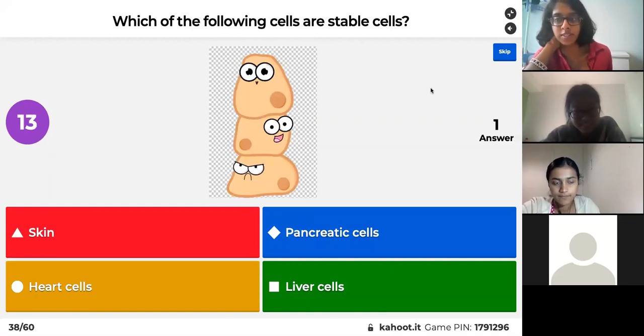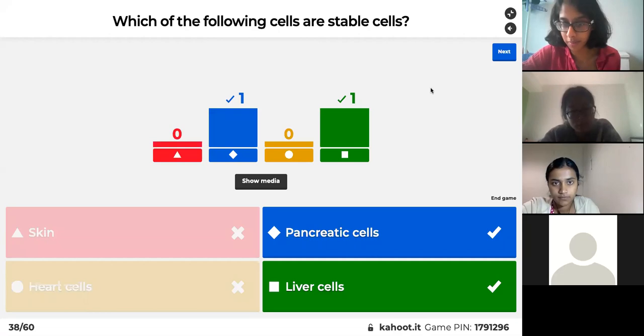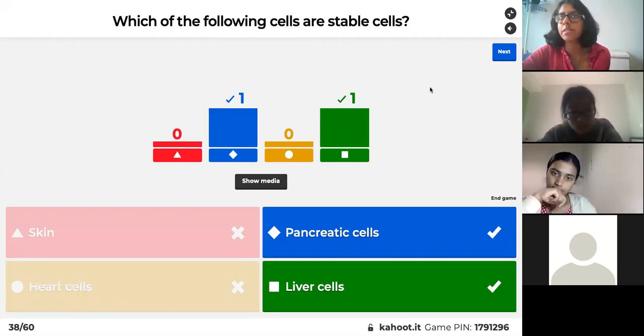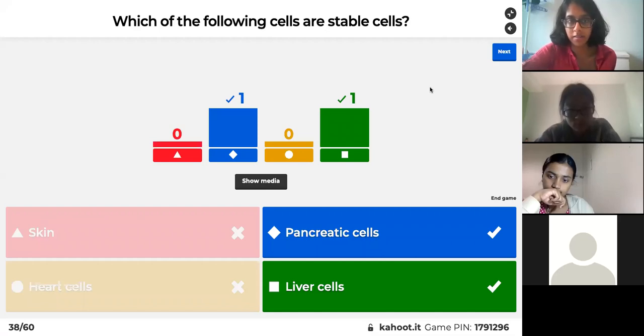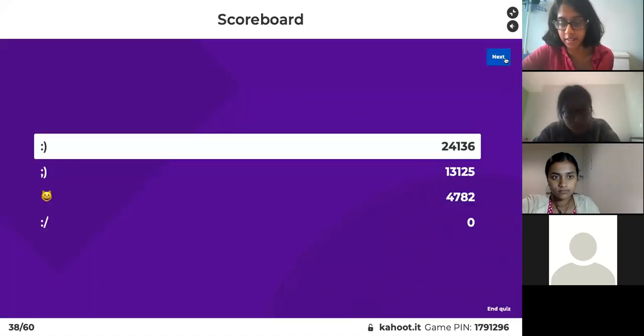There may be multiple answers to this question. Yep, excellent job. So pancreatic cells and liver cells are both stable cells. And if you remember, stable cells are ones that replicate infrequently, typically. So they're kind of somewhere between labile and permanent cells. And there'll be more on that on the next slide.